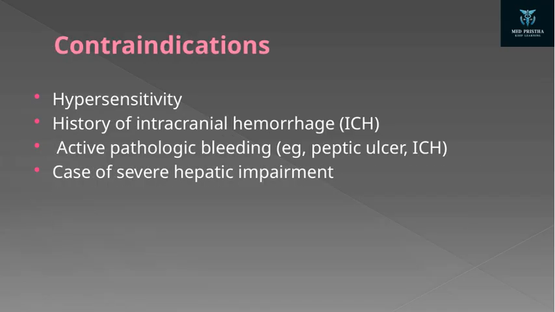Now let's talk about contraindications, which are critical to understand for safe medication use. First, hypersensitivity is a key point. If a patient has a known allergy or reaction to this medication, they should not receive it. Next, a history of intracranial hemorrhage, or ICH, is a serious concern because this medication could increase the risk of bleeding in the brain. Active pathologic bleeding, such as peptic ulcers or an ongoing ICH, is another contraindication because administering the medication could worsen the bleeding or cause further complications.